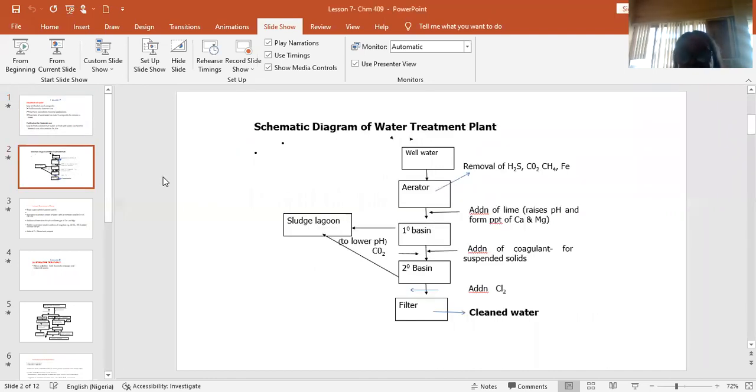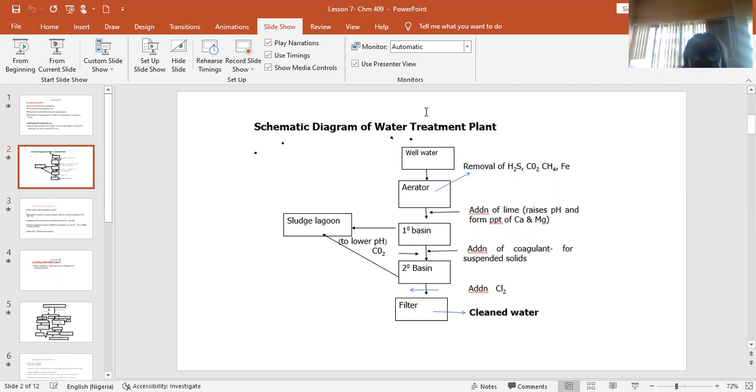I gave us this last time. I said Adedoyin should pass this down to you, and I'm sure he has done so. This is a schematic diagram of a water treatment plant. This is the same thing that will happen if it was you wanting to produce pure water.